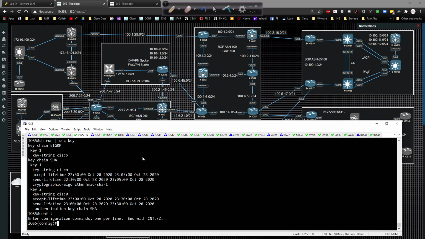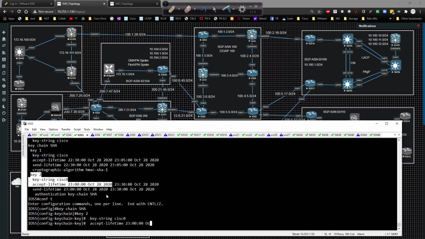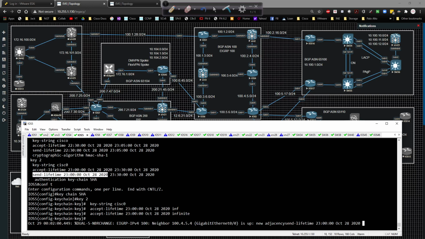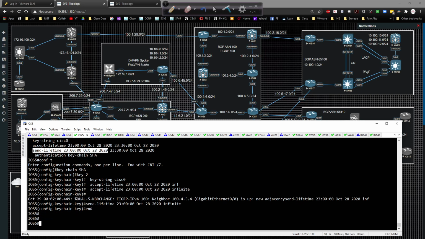Go to global config. We'll go under keychain SHA. Underneath key 2, we'll adjust this guy to be infinite. And then the send lifetime will also be infinite. Just like that. So now our connection's back up.